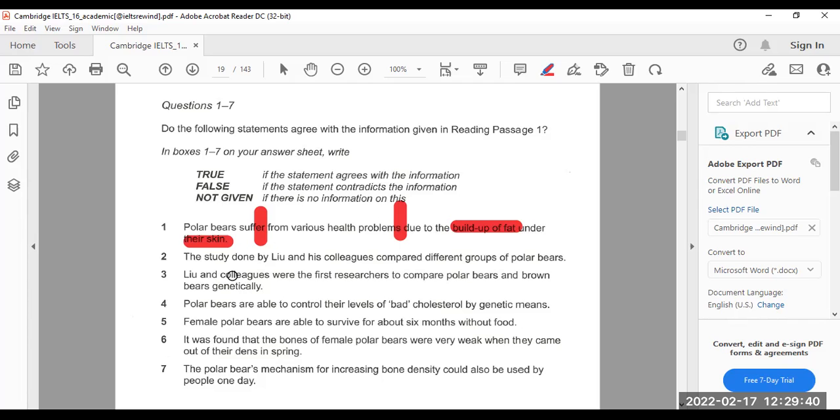So next question. The study done by Liu and his colleagues compared different groups of polar bears. So again, I read the statement. The study by Liu and his colleagues compared different groups of polar bears. What did they do? They compared different groups of polar bears.